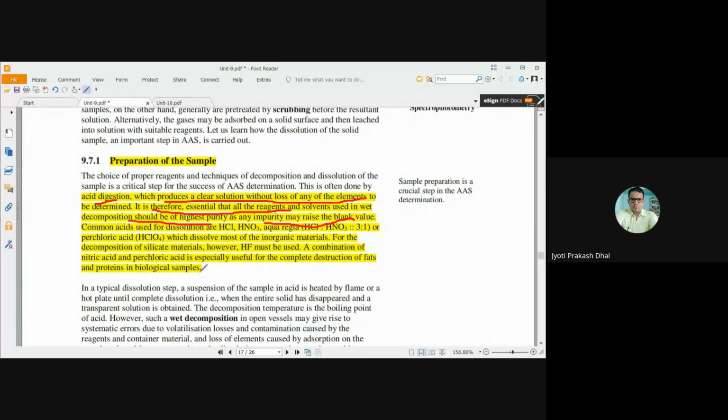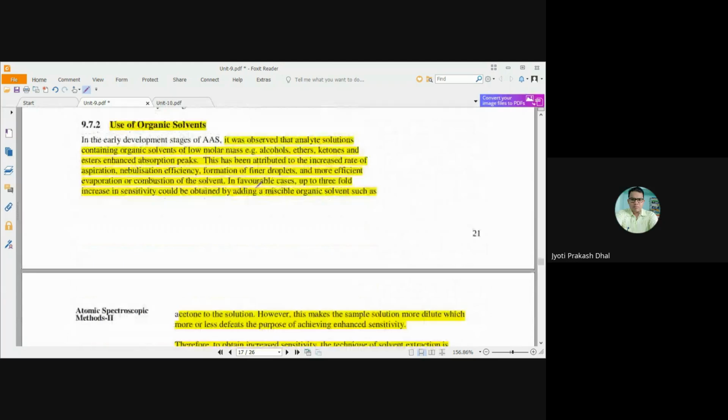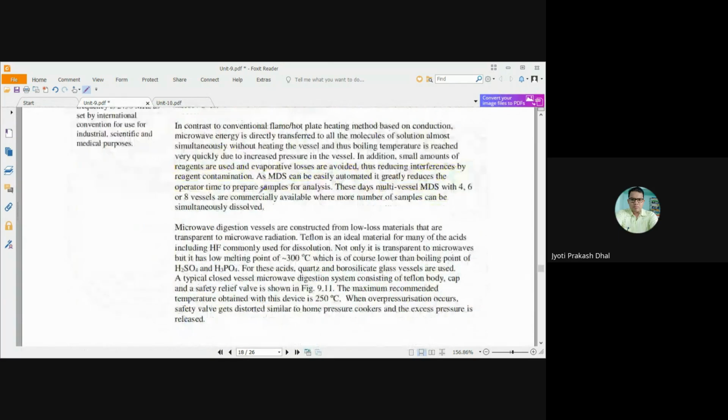Common acids used for the dissolution: the analyte can be dissolved in HCl solution, nitric acid solution, aqua regia, or perchloric acid, which dissolves most of the inorganic materials. For the decomposition of silicate materials, however, hydrogen fluoride must be used. So these are the different methods.